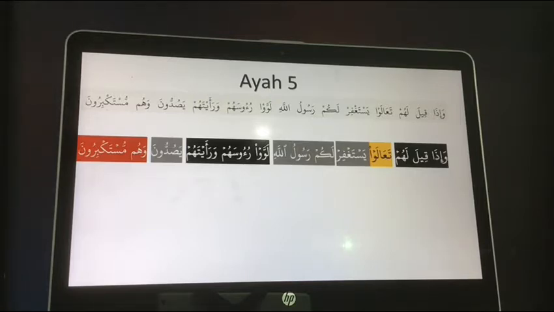So the new words: most of it is new here. Ru'us is the heads. Ta'alaw is common. Yastaghfir you already know. Kila you already know. Ra'aita and yasudduna we already learned. Mustakbirun is also very famous. I think all know that kibr means pride and arrogance, so it comes from mustakbirun. So this is ayah 5, a quick one because we already did this. Now let's go to ayah 6.